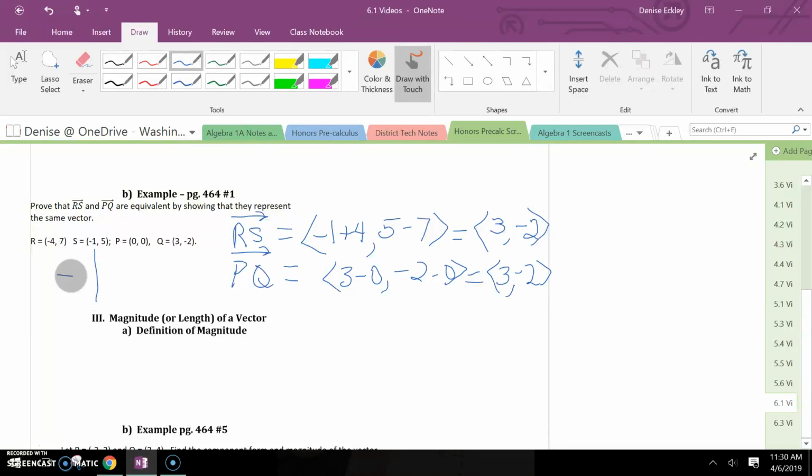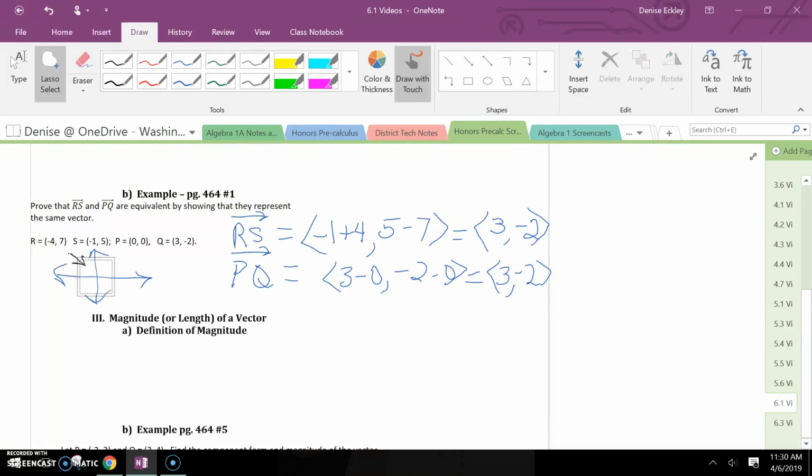So if I draw a little grid here and just roughly sketch each of them, RS would go from -4, 7 to -1, 5. So it would be kind of like that. There's my RS. And then PQ would go from 0, 0 to 3, -2. So it would look like that.